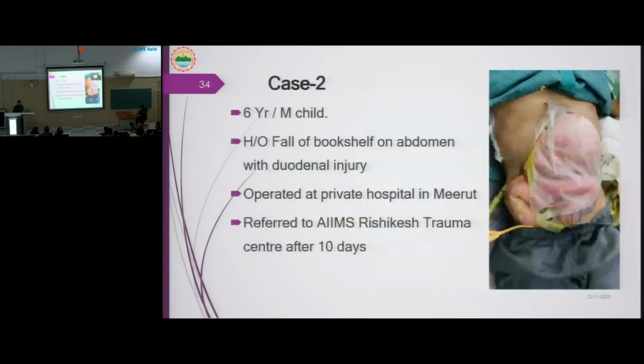The other case was a 6-year-old child who presented to us 10 days after injury. He was operated at a private hospital in Meerut. As per the documents received from the hospital, there was a duodenal injury in this case, and they did a primary repair of the duodenal injury and laparostomy. After 10 days, they referred the patient to AIIMS Rishikesh. On examination, we can see that the patient is on a Bogota bag with bowel hanging out of it.